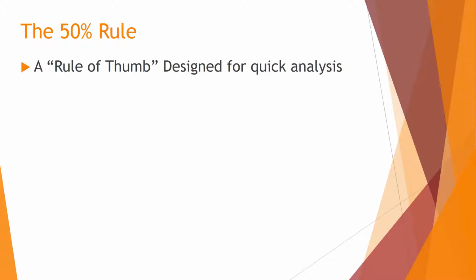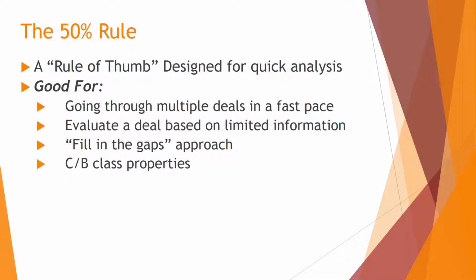So before we talk about the 50% rule and what exactly it is and how to use it, let's talk about what it's good for and what it's not good for. First of all, keep in mind that the 50% rule is a rule of thumb. It's designed for quick analysis, and it's really good for going through multiple deals at a fast pace, evaluating deals based on just limited information, sort of filling in the gap. So if you only know some of the information but not all of the information you need in order to really evaluate a property. And it's really good for B and C class properties.